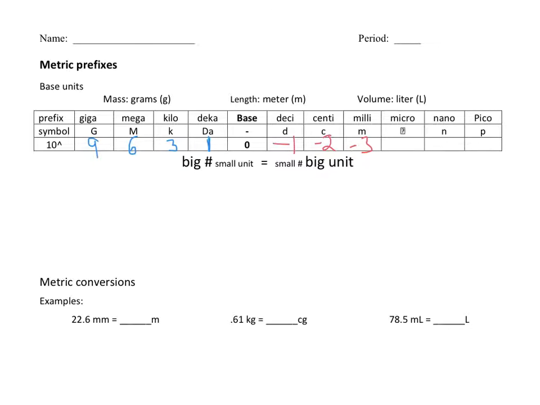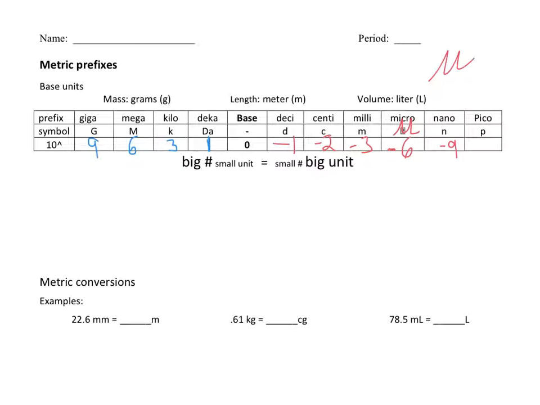Micro, that didn't show up. Micro gets the symbol mu. It's a Greek letter. It's pronounced as M, but it's written as a fancy U, kind of like that. Anyway, micro is 10 to the negative 6. So a millionth of a meter is a micrometer. Nano is negative 9. So a billionth of a meter is a nanometer. It's really, really small.